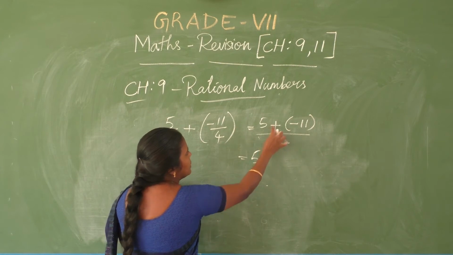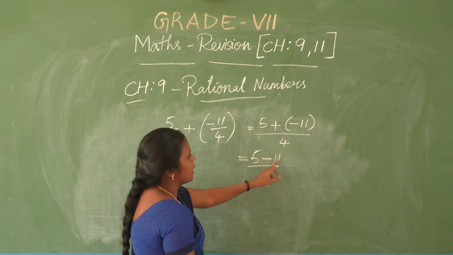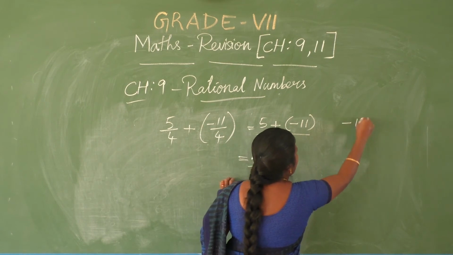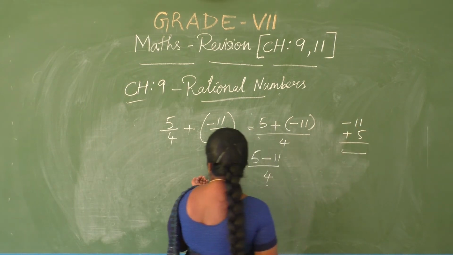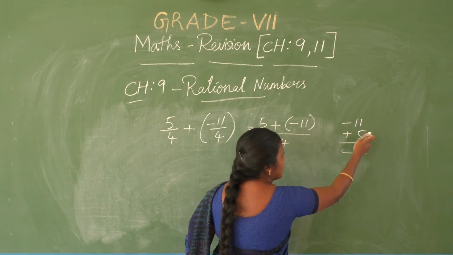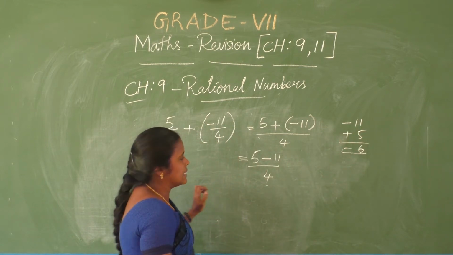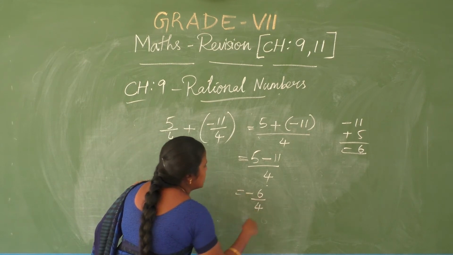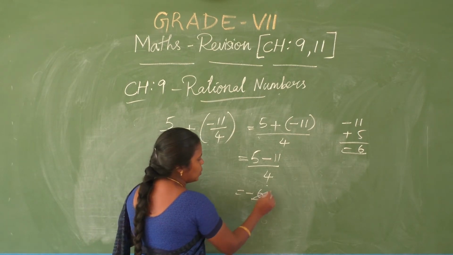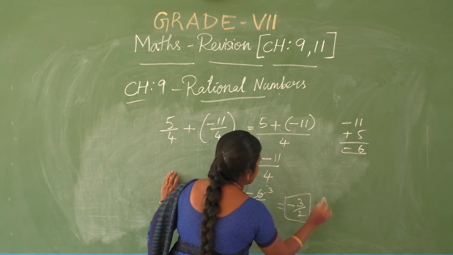Addition of two fractions is equal to the sum of the numerators by the denominator. Okay, 5 plus into minus, minus 11 by 4. 5 minus 11 by 4. Integer rule you have to apply. Minus 11 plus 5. Different sign means what to do? Answer. This can be simplified again. What are the multiples of 2 now? 3 2s are 6, 2 2s are 4. So minus 3 by 2 is the answer.